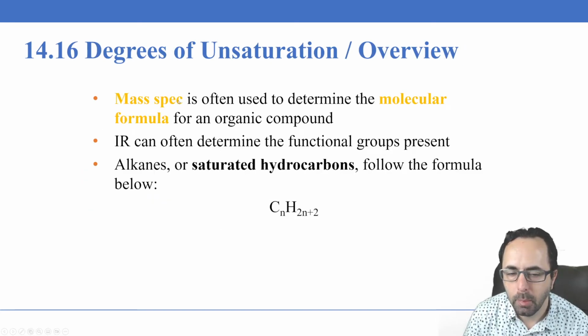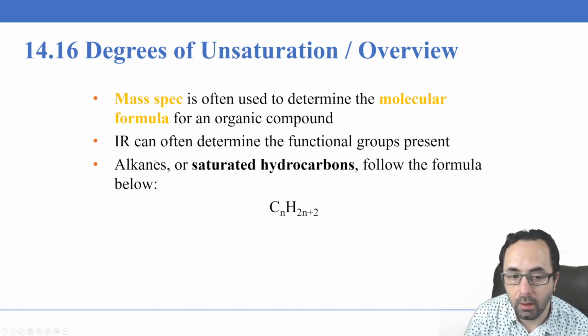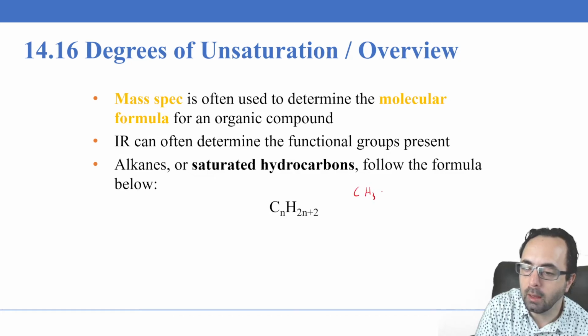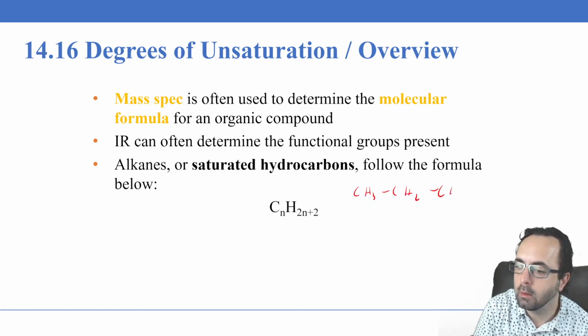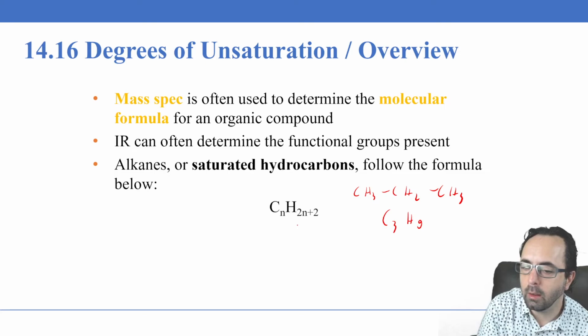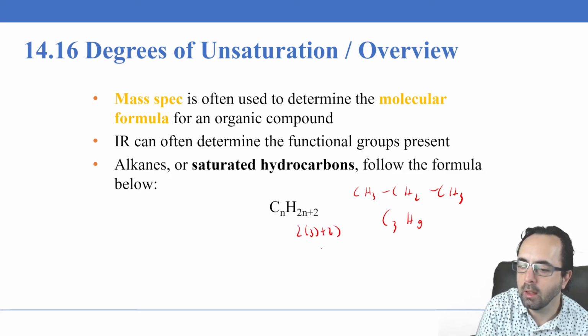So for the mass spec, the most obvious advantage of it is it tells us the molecular ion. So it determines the molecular mass, so we can often figure out the molecular formula. So you may recall that I had previously told you that saturated hydrocarbons have a formula that is CnH2n+2. For example, if we've got propane, this is C3H8. The n is 3, and 2 times 3 plus 2 is 8.